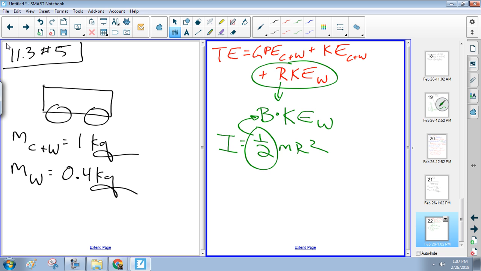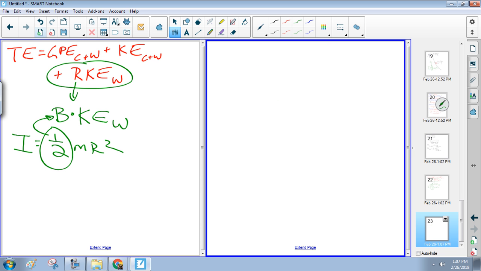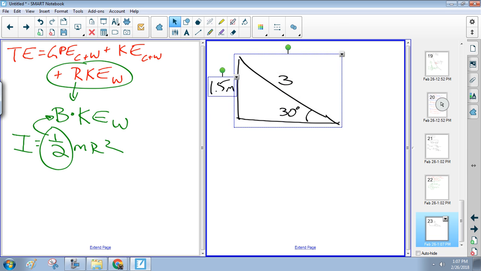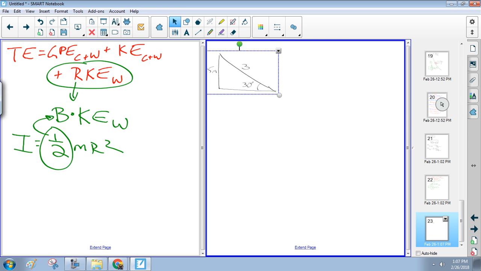Okay, so we're rolling. The cart is placed at the top of a 3-meter long ramp inclined at 30 degrees. When I give you the length of the ramp, that's the hypotenuse. And when I tell you the angle that it's inclined at, that's always off the horizontal. So that means this side here is going to be 1.5, right? Cool?